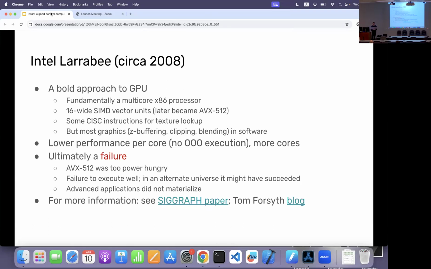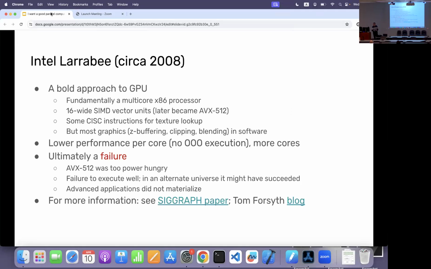Ultimately, it failed. And I think that is a tragedy, because if it had succeeded, you would be looking at that capability of scheduling very dynamically, and you'd be thinking, how can I map advanced applications to this where I'm not limited by the execution model of a typical GPU? But those applications did not materialize.